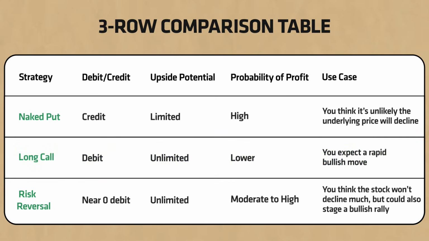You put these two together and you get the risk reversal. Often set up for little to no cost, sometimes even a credit. It gives you unlimited upside, a moderate to high probability of profit, and it's perfect when you believe the stock won't fall much, but could also rebound strongly.